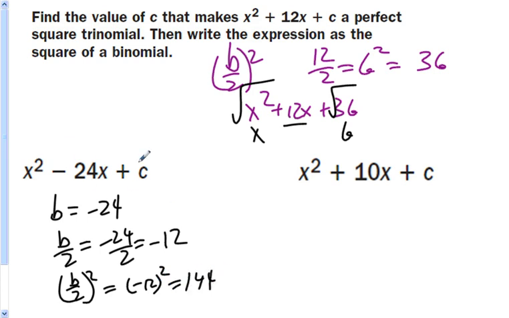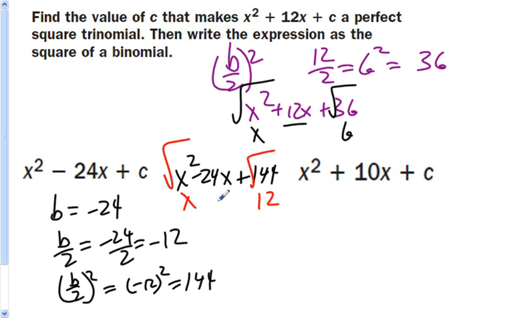So if I want to make this a perfect square, I have to add 144 on the end of it, which would leave me with x squared minus 24x plus 144. And then again, you can test it. Square root the first term, you get x. Square root the last term, you get 12. And then 12 times x is 12x, times 2 is 24x. Ignoring the negative sign, it is a perfect square trinomial. So we did it correctly.